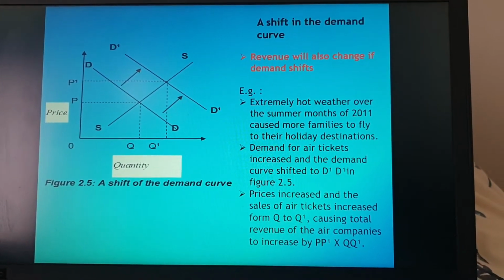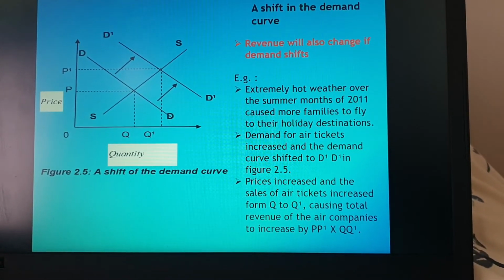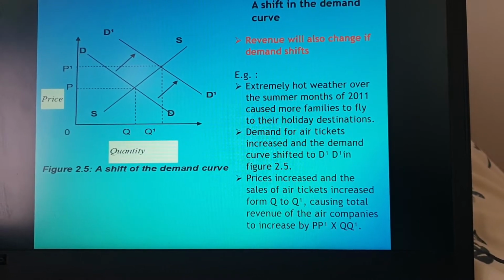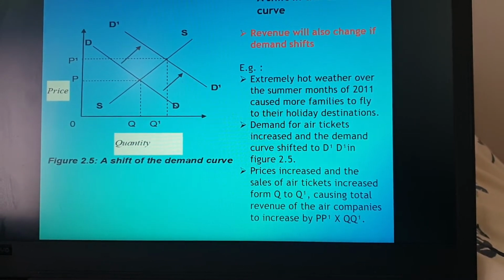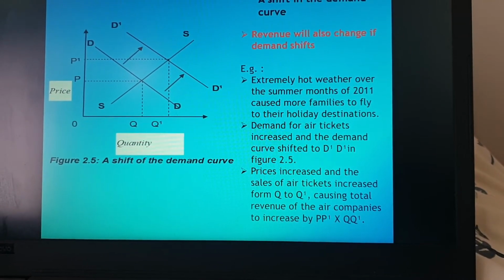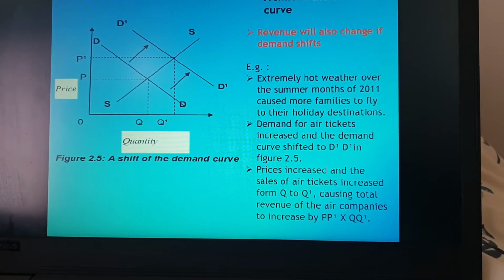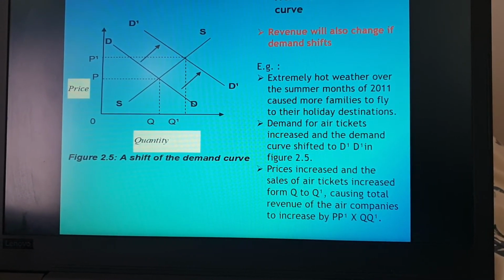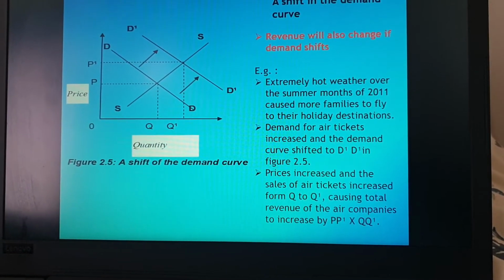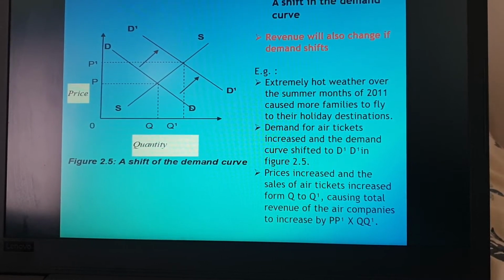A shift in the demand curve. Revenue will also change if the demand shifts. For example, extremely hot weather over the summer months of 2011 caused more families to fly to other holiday destinations. So if it's hot where you live, you tend to go to another country where it's a bit colder. Fortunately now, due to coronavirus, nobody's flying anywhere. So we must just soak up the weather that we get.